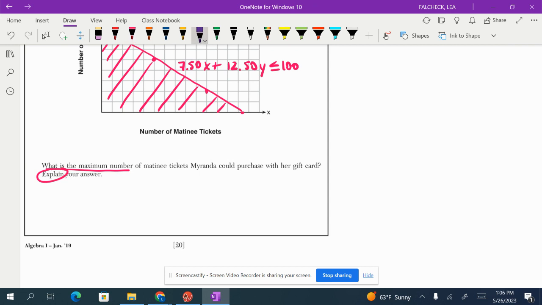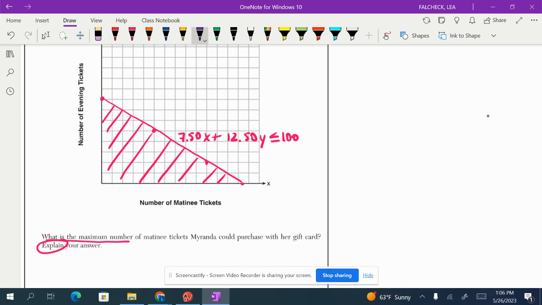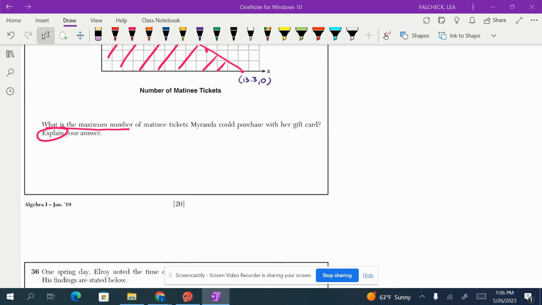So let's go ahead and look at the axes, right? The y-axis is talking about the number of evening tickets, and then the x-axis is talking about the number of matinee tickets. So I'm going to look on the x-axis and see what the largest possible number of matinee tickets I could buy were. I remember this point here was 13.3 comma 0. I can't buy 13.3 tickets, so I'm going to have to buy 13 tickets. That's the maximum number of tickets I can buy. They're not going to let me buy a third of a ticket. So the maximum number of matinee tickets that I can buy is 13.